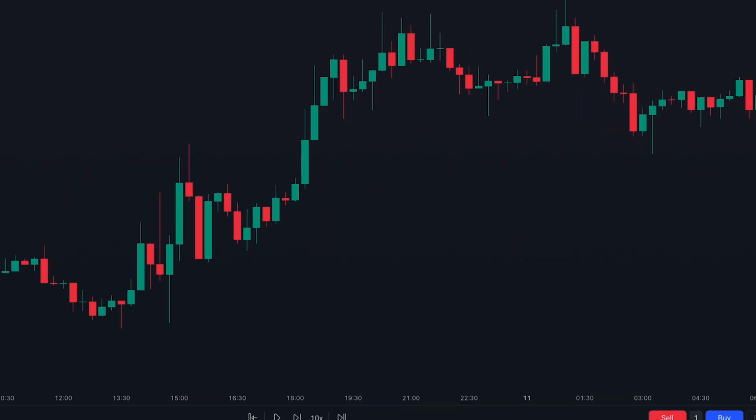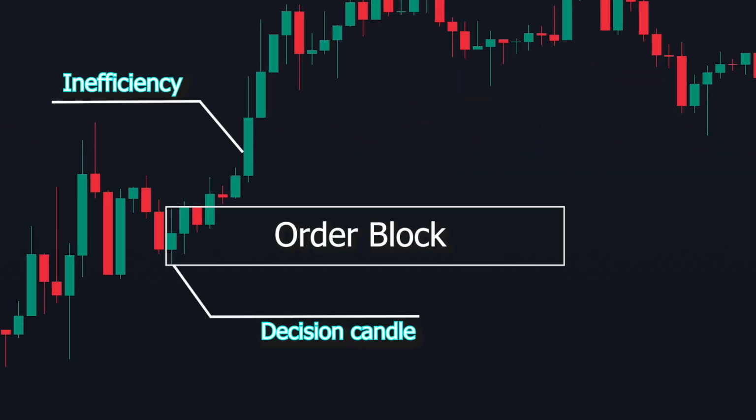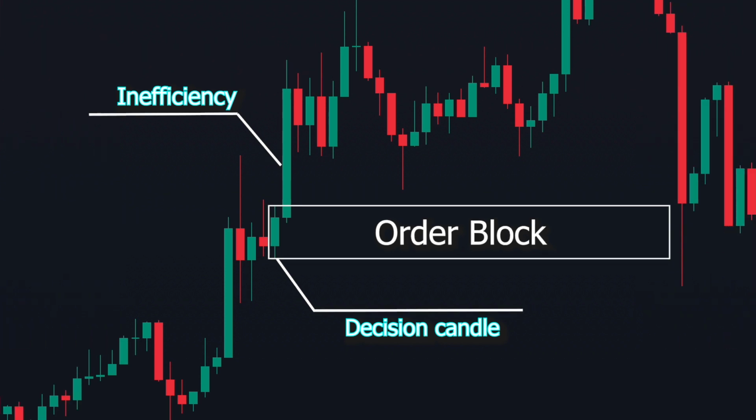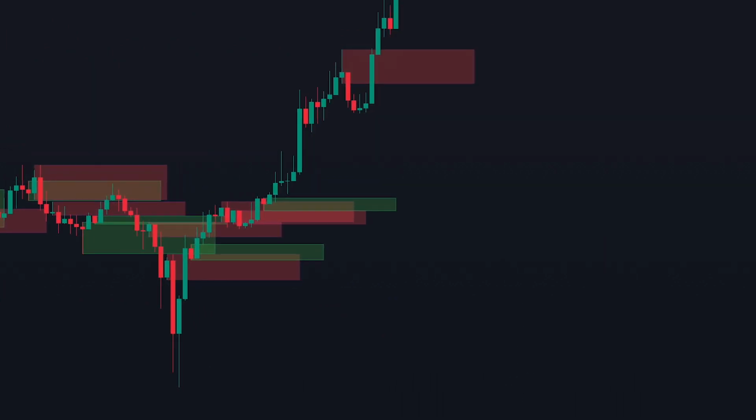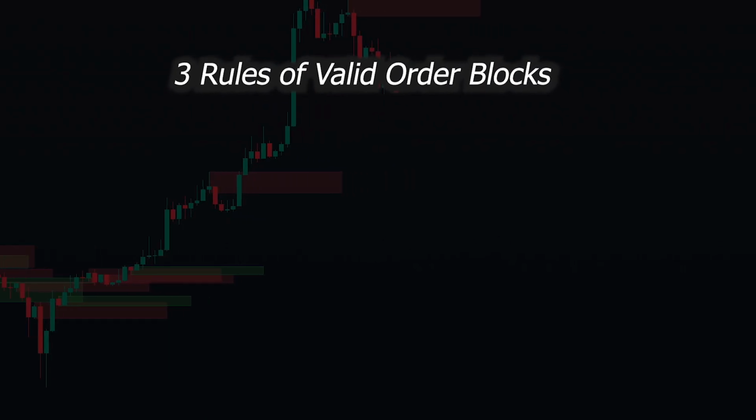Order blocks can appear both at the beginning of an impulsive movement and in the middle of the movement, taking the form of a candle of the same or contrasting color. To identify a valid order block, 3 significant rules must be adhered to.